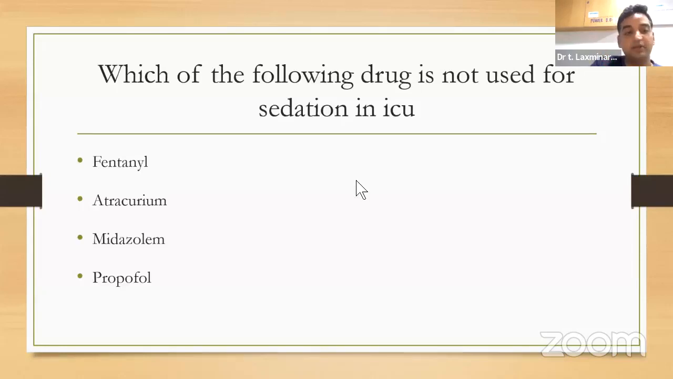Basically, we use all these drugs for sedating the patient, but atracurium is a muscle relaxant. It is not a sedative drug. Most of the time, sisters give atracurium simply to calm down the patient before giving any sedative drugs. Basically, it's a crime to give atracurium without giving sedative drugs like fentanyl, midazolam, propofol. If you give atracurium, the patient will be able to feel the surroundings but will not be able to move. It's like a choking sensation. So every critical care nurse should keep in mind that before giving atracurium, they have to sedate the patient. So the right answer is atracurium.